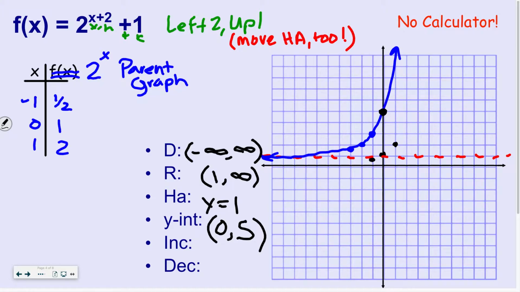Is this graph increasing or decreasing? This is increasing. And does it ever decrease? No. So we would say negative infinity to infinity. Okay. And for decreasing, I'll just do null set. Never happens.